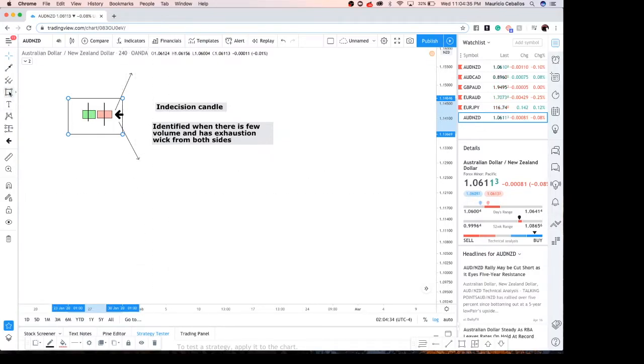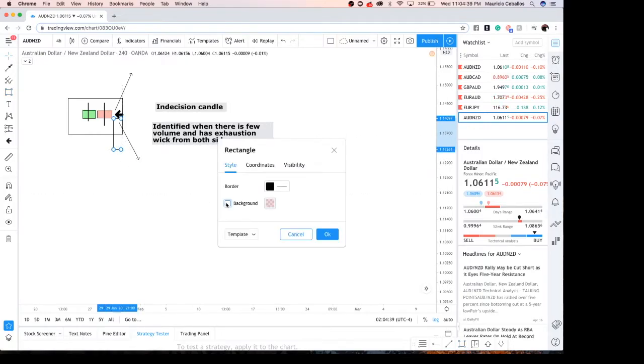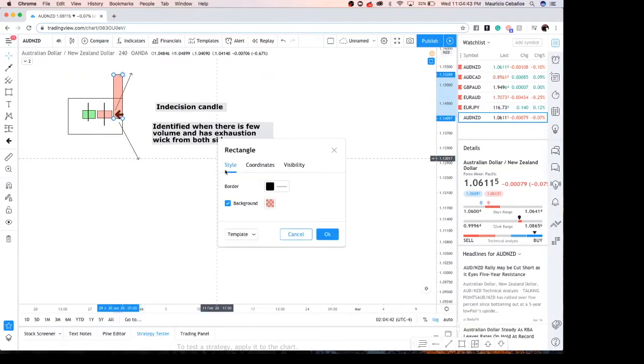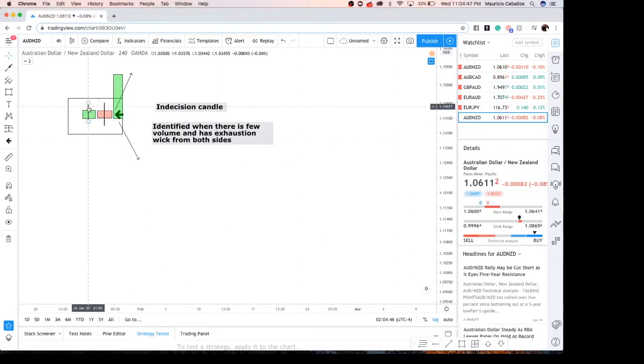And usually when it gets a decision, it's a bearish marubozu that comes out, or a bullish marubozu. When it has little to no volume but has these exhaustion wicks, there's also liquidity being created, which is pressure. But we have to understand what type of pressure is going to come out: the bullish pressure or the buying pressure. That is what we do with an indecision candle. We leave them alone and we analyze in depth what can potentially happen with that pair.